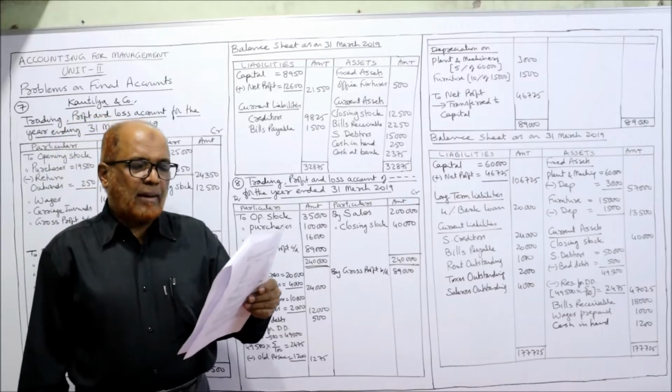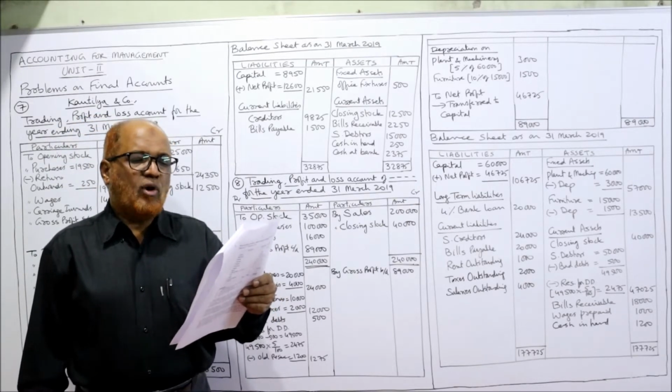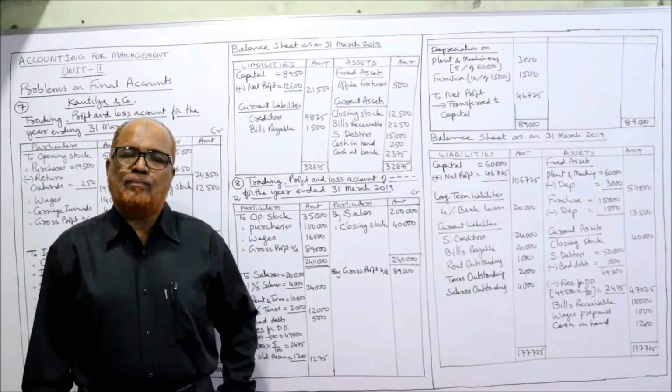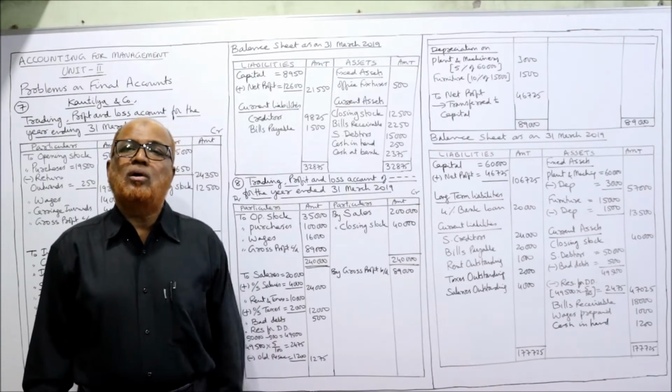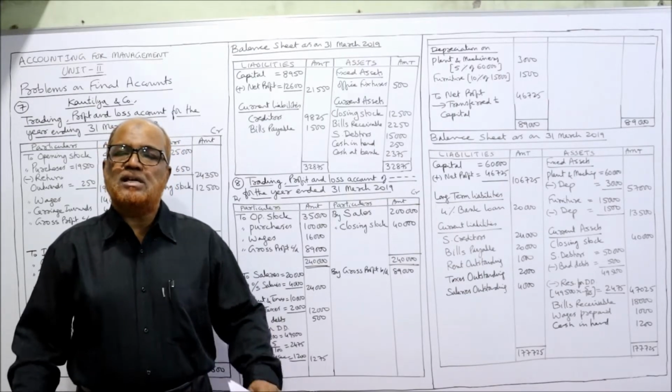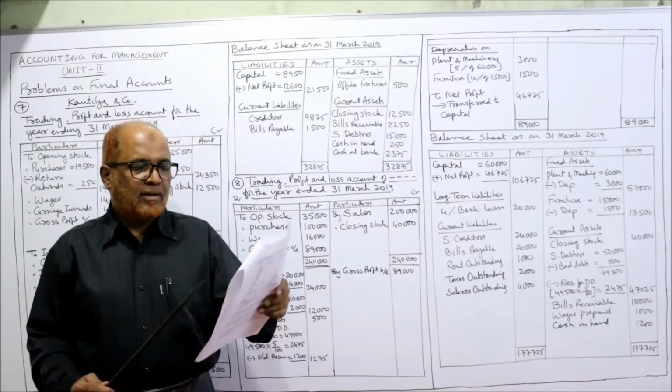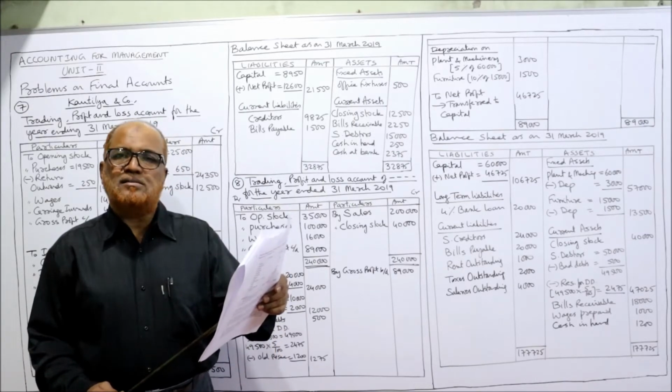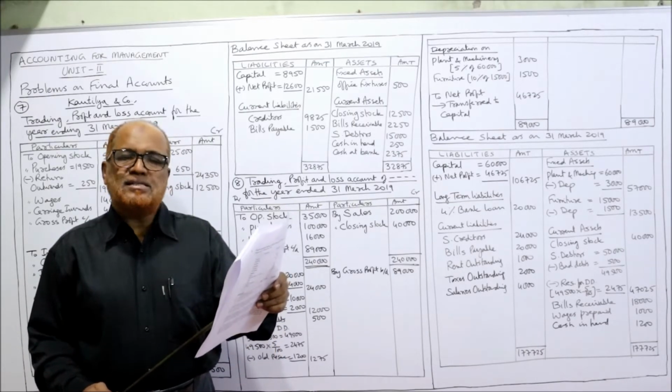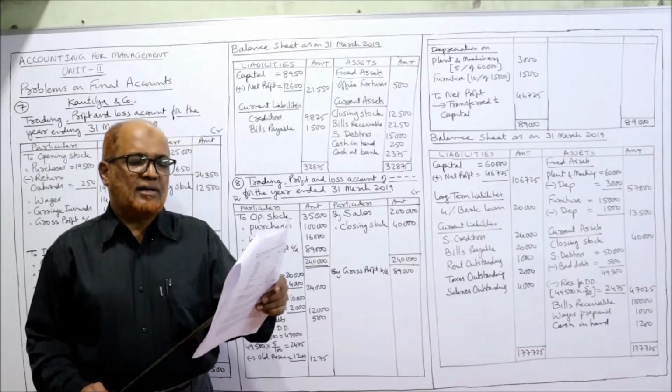Now the credit side: capital, liabilities, 4% bank loan, that's a liability. That's a long-term liability, or you can say non-current liability. Then bills payable, sundry creditors, these two are current liabilities. Sales are given, trading account, credit side.